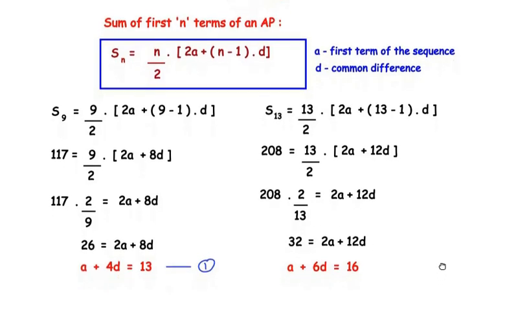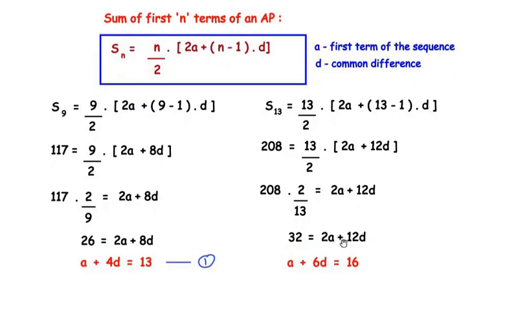Now here again I have divided all the terms of this equation by 2. So 2a divided by 2 gives us a, plus 12d divided by 2 gives us 6d, is equal to 32 divided by 2, which gives us 16. Now let us consider this as equation 2.